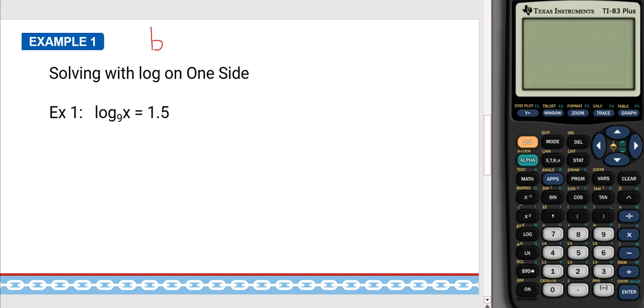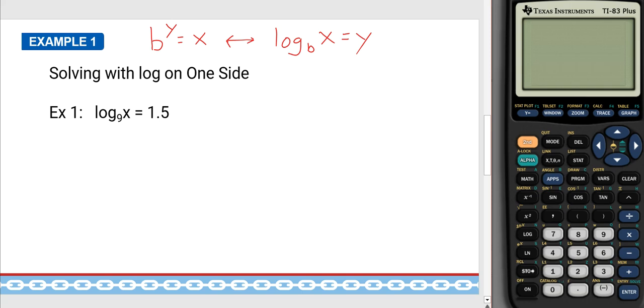So b to the y power equals x. If I know that, then I also know that the logarithm base b of x is equal to y. And this relationship is super helpful when trying to solve logarithms. So when we have a logarithmic equation, we're looking for things that we can simplify.